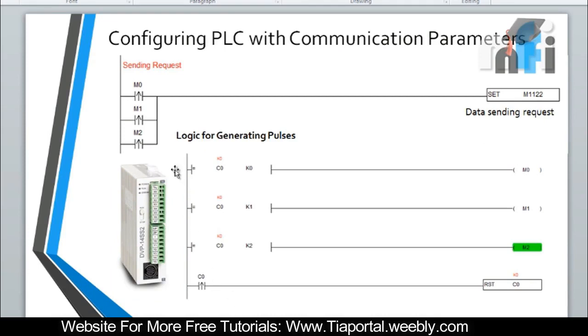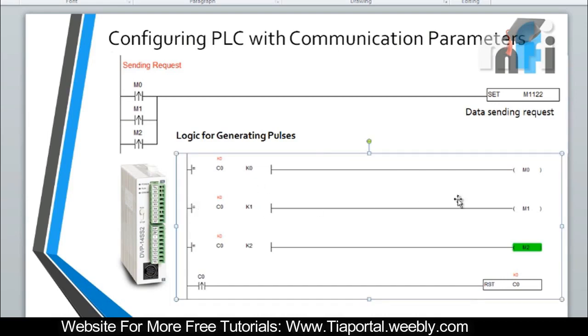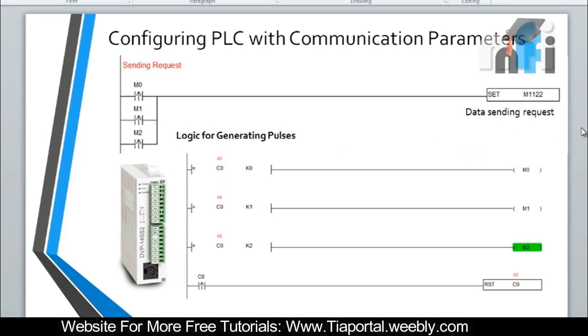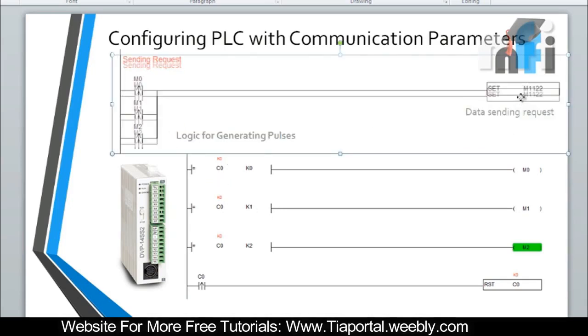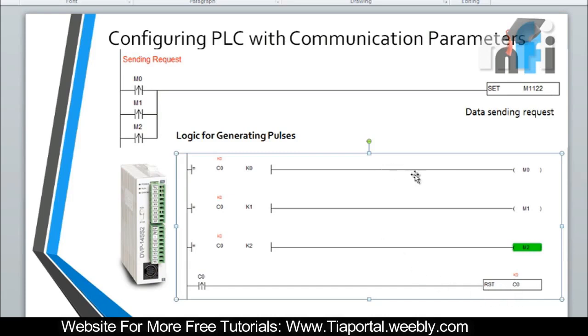So for that we have to take 3 bits, M0, M1 and M2. Okay, so this M0, M1 and M2 have been turned on by some comparison command of a counter C0. I'll tell you where we are actuating this counter and why we need that, because for every data we have to send the request. So we have to keep sending the request. We have to keep generating the pulses to set M1122. So we have also done the reset of the counter so that this will continue in a loop.